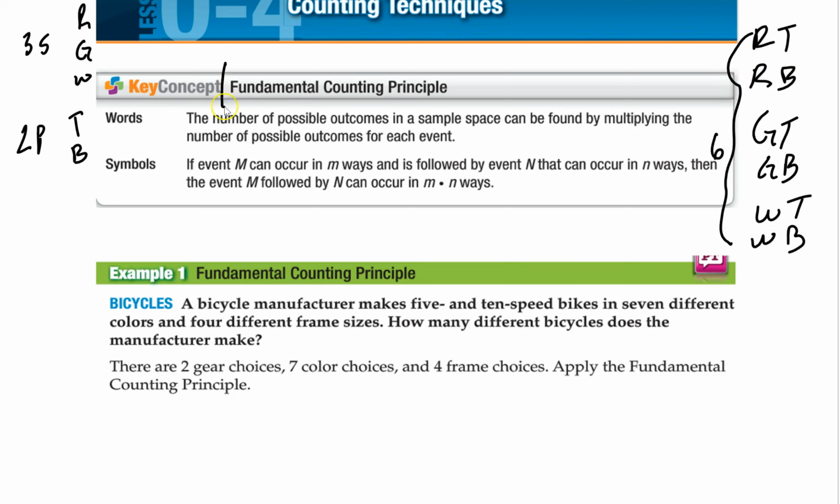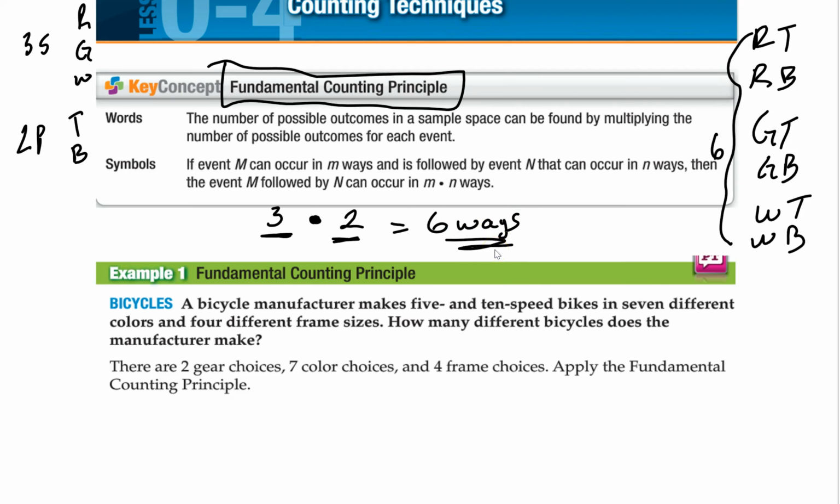What the fundamental counting principle says is that instead of laying out all the options, all you have to do is figure out how many options you have for each one. So for shirts, I have 3 options. For pants, I have 2 options. All I need to do is multiply these 2 things, and I get my 6 possible ways of dressing myself in the morning. So that's the fundamental counting principle. When you have options, you just multiply them together.